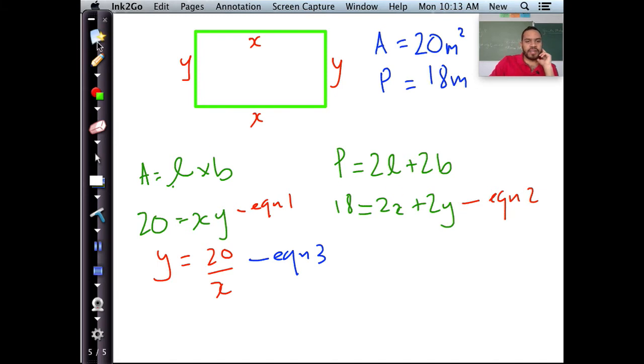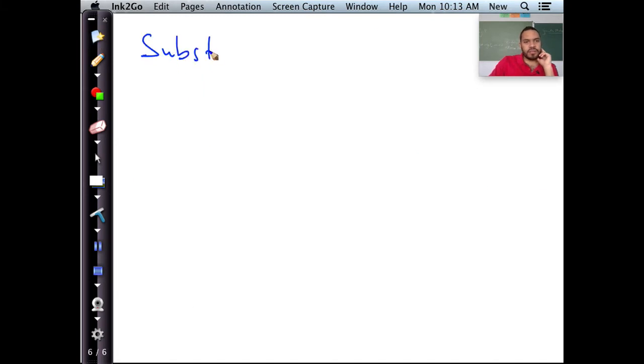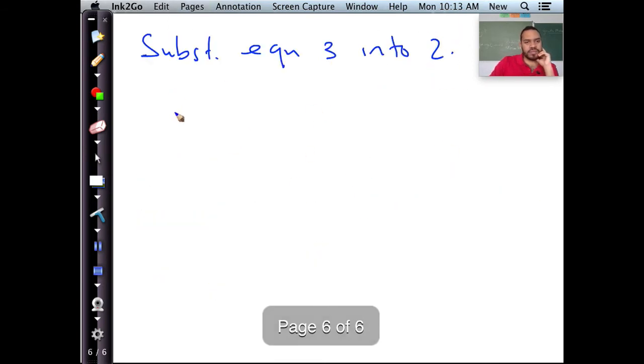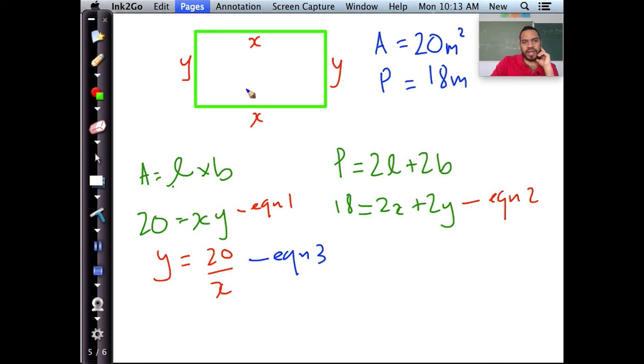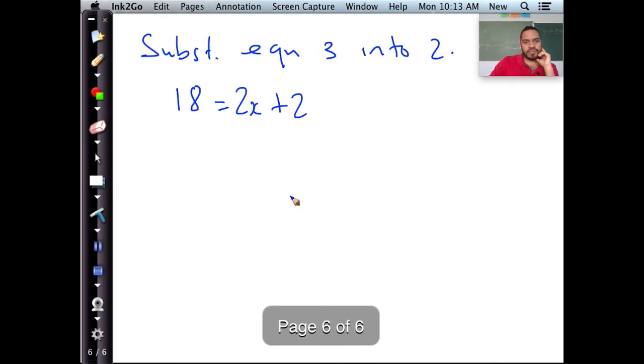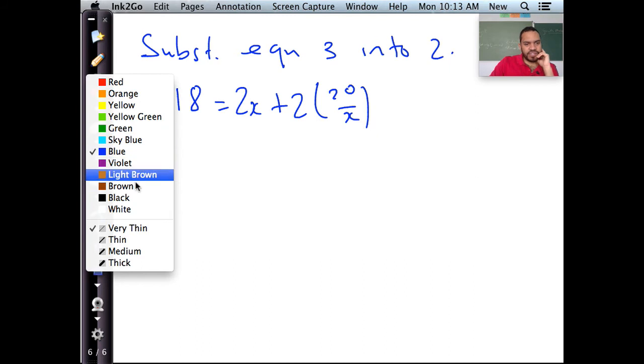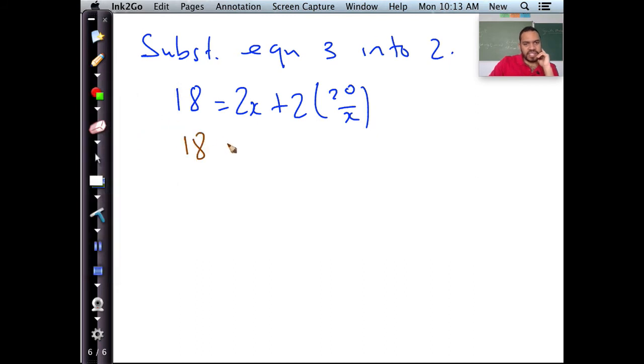So let's do that. Let's substitute equation 3 into equation 2. So let's see what that looks like. Equation 2 is 18 equals 2x plus 2 times y, and we solved for y. Y was 20 over x. Do you agree with that? Now, if I simplify this, just for the sake of clarity, that's going to give me 18 equals 2x plus 40 over x.